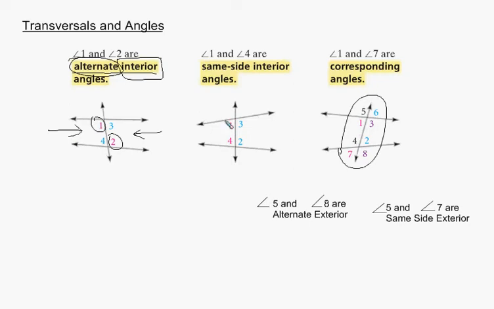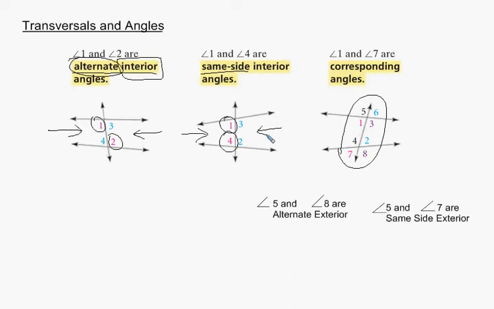A different pair of angles would be 1 and 4, which are, instead of being on opposite sides of the transversal, on the same side of the transversal, but they're still in between the two lines that the transversal crosses, so we call them same side interior. 3 and 2 are also same side interior.